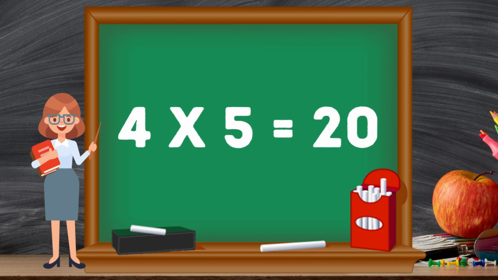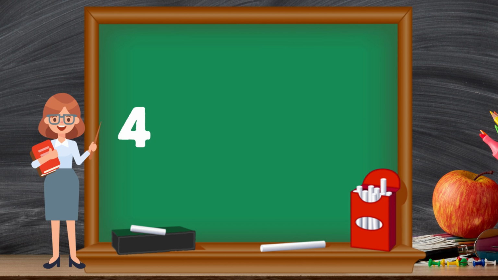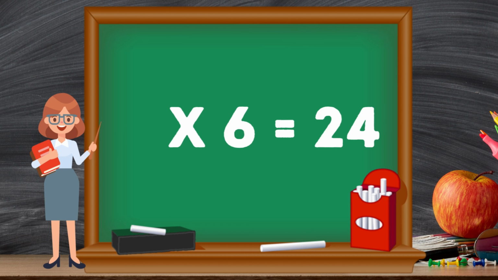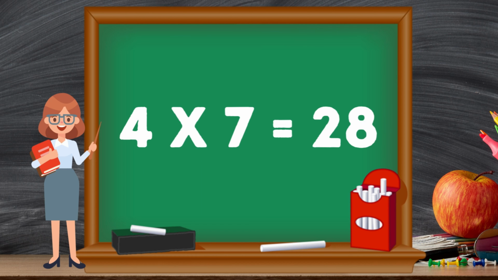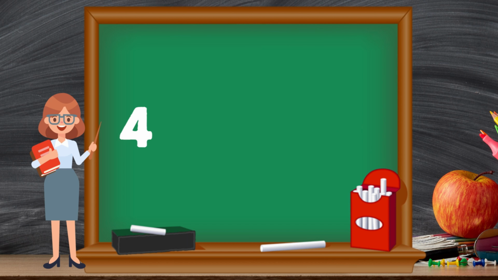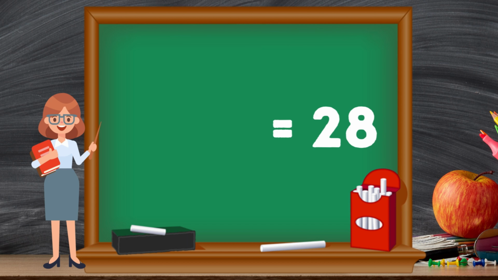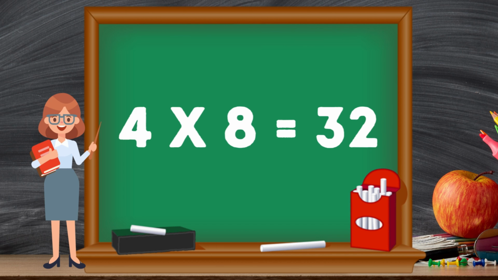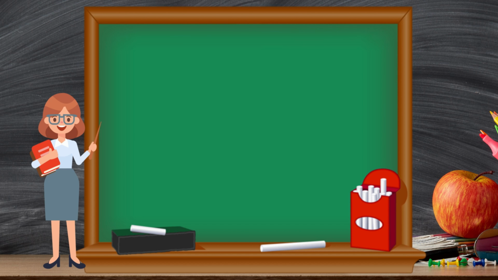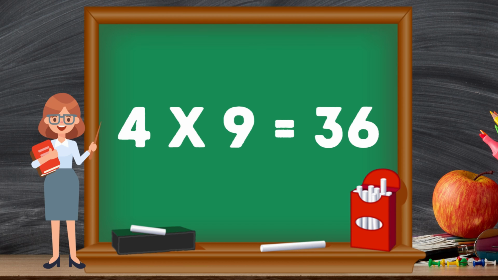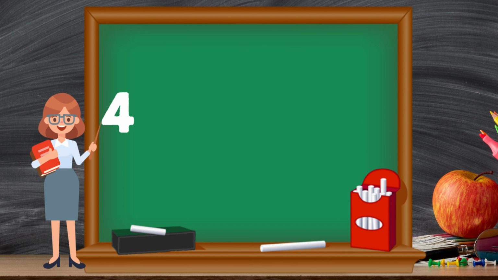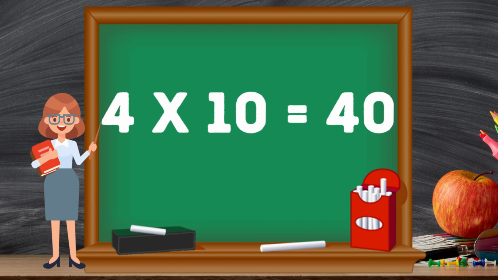Four sixes are 24. Four sevens are 28. Four eights are 32. Four nines are 36. Four tens are 40.